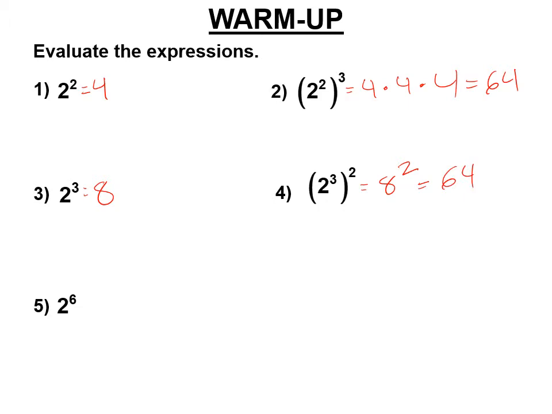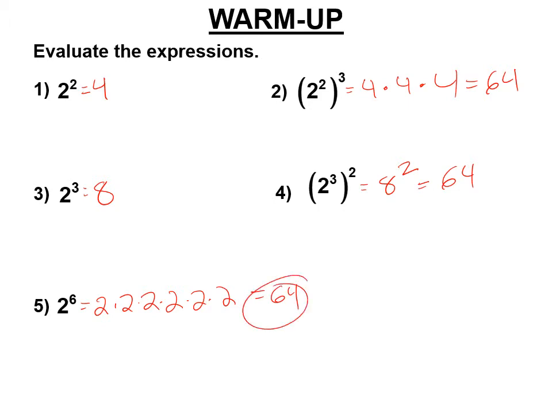All right. And 2 to the 6th would be 2 times 2 times 2 times 2 times 2 times 2. Well, 2 times 2 is 4, times 2 is 8, times 2 is 16, times 2 is 32, times 2 is also 64. So what's this all about?